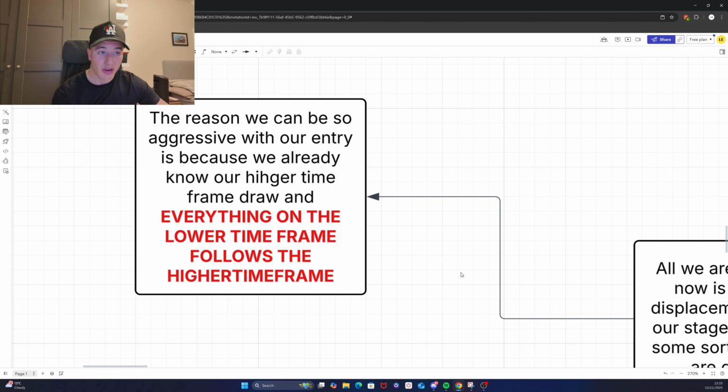The reason we can be so aggressive with our entry is because we already know the higher time frame draw, and everything on the lower time frame follows the higher time frame. A lot of you guys are like, you're being so aggressive. How do you know this is going to go well? Because if we're getting clear displacement away from our stage area, which aligns with our daily bias and our daily draw on liquidity, why can't we be aggressive when we have tapped into some higher time frame stage areas?